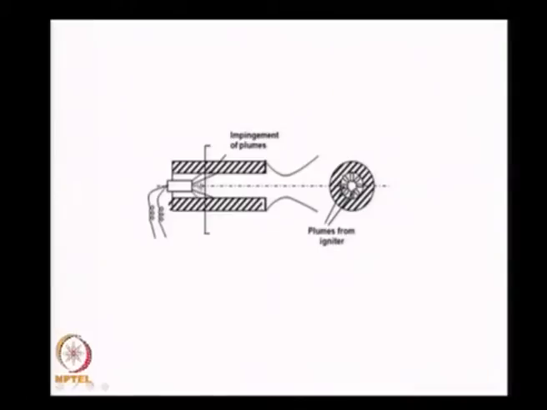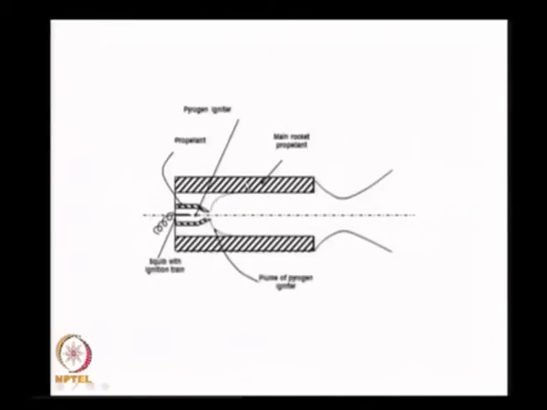Just let us quickly revise in 2 or 3 slides what we have been talking of. This is an igniter, maybe a pyrotechnic igniter. It produces these plumes, impinges on the surface, ignites the surface, also pressurizes this cavity. That means these are the individual plumes which are igniting the surface here. The flame spreads and then the gases move out through the nozzle, and this is how ignition takes place.